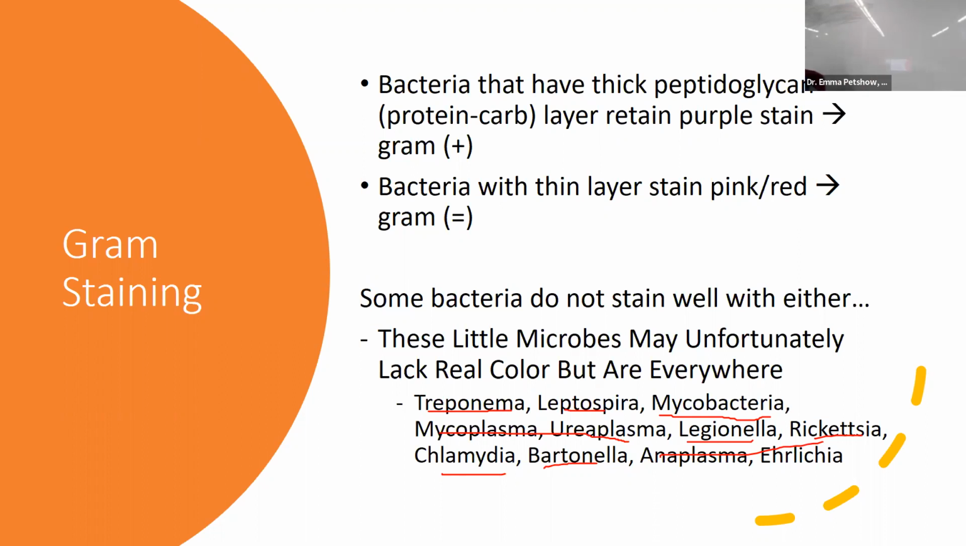But we're going to start with the gram-positives and negatives, because most of the time those are going to be the ones you're asked about most commonly. Could you be asked about non-gram-positive or negative? Yes. But we'll start with gram-positives and negatives first.